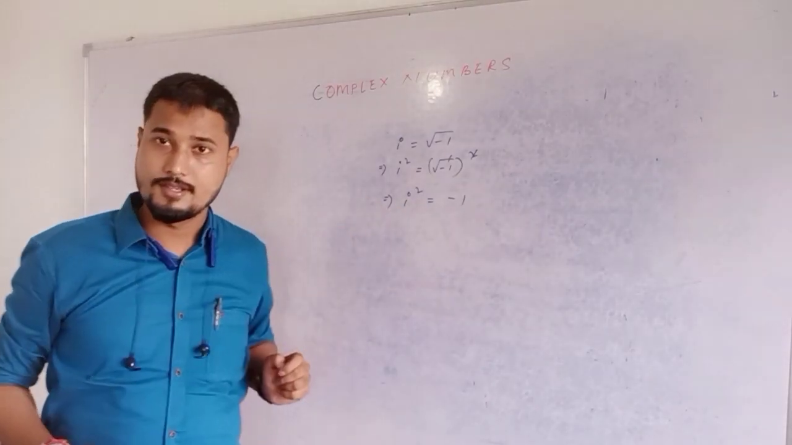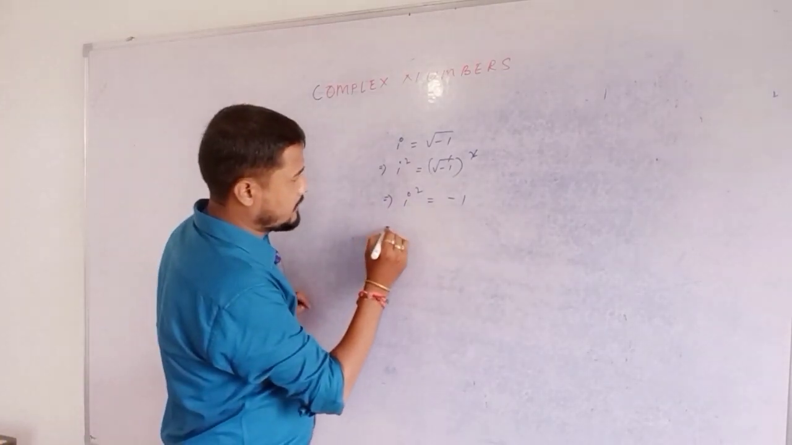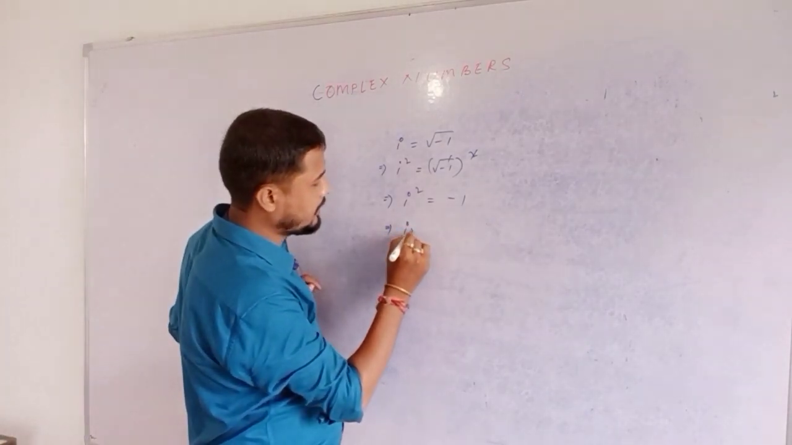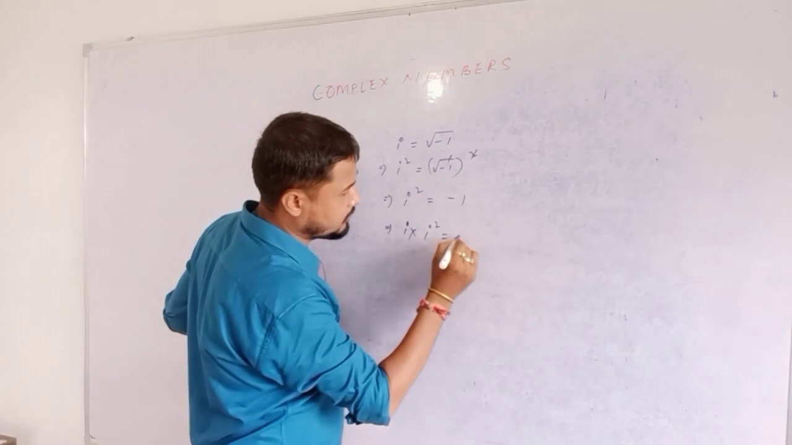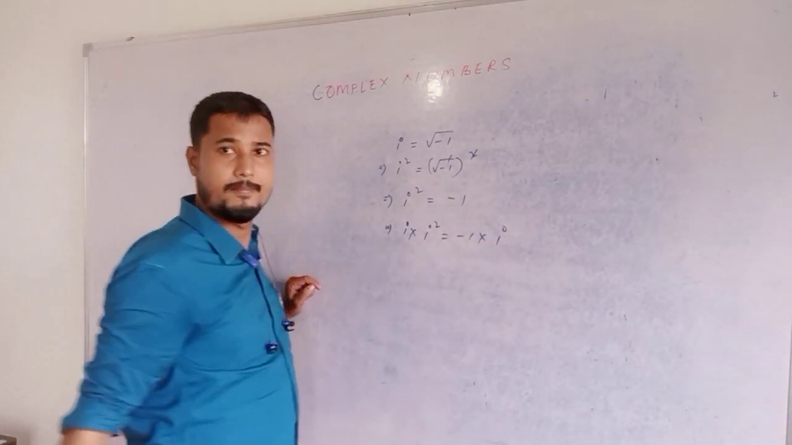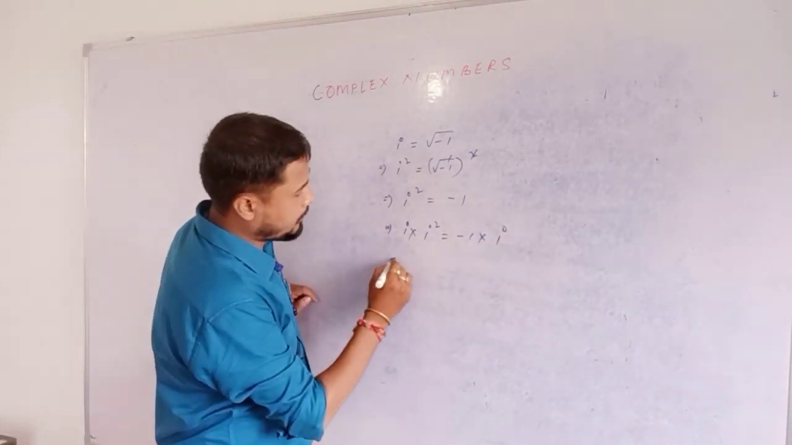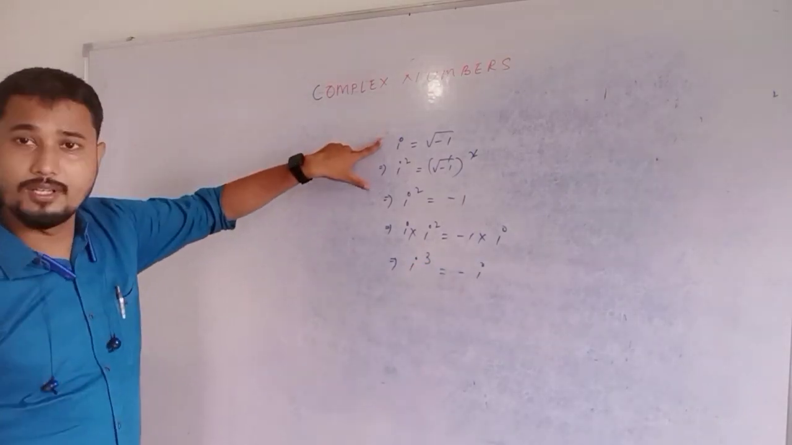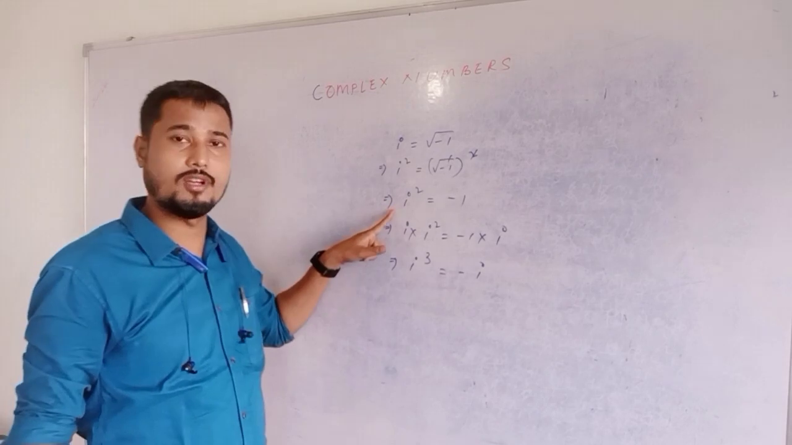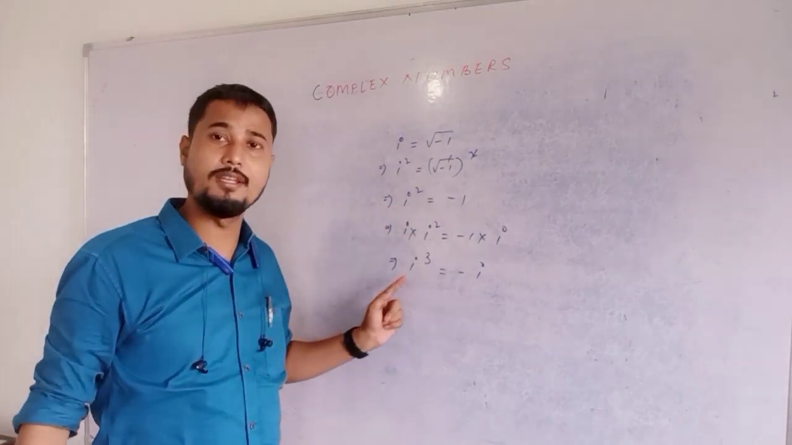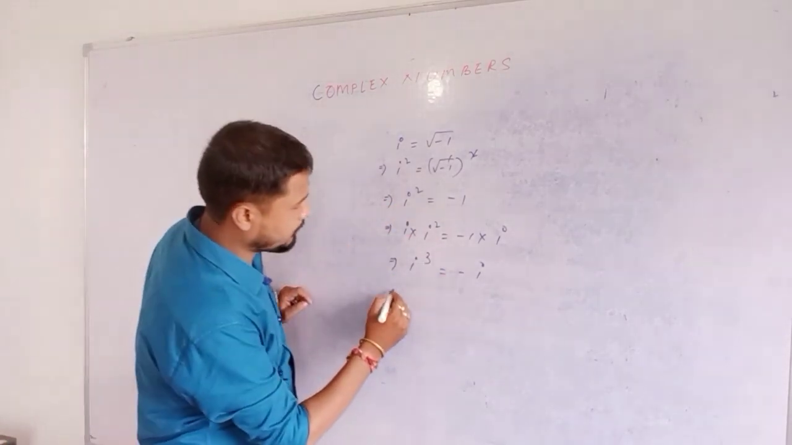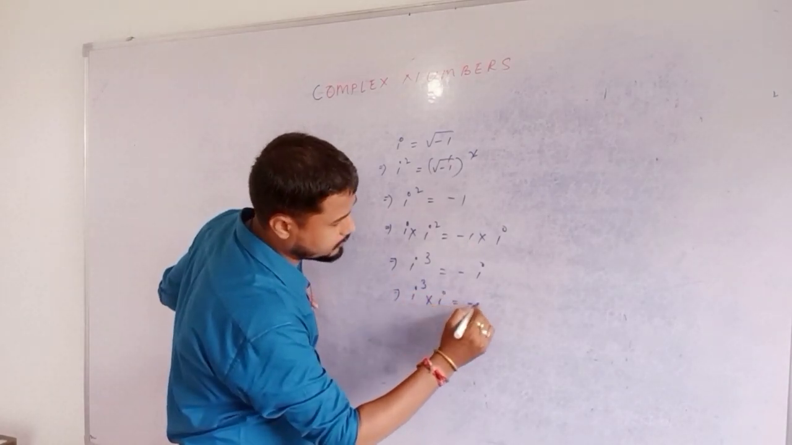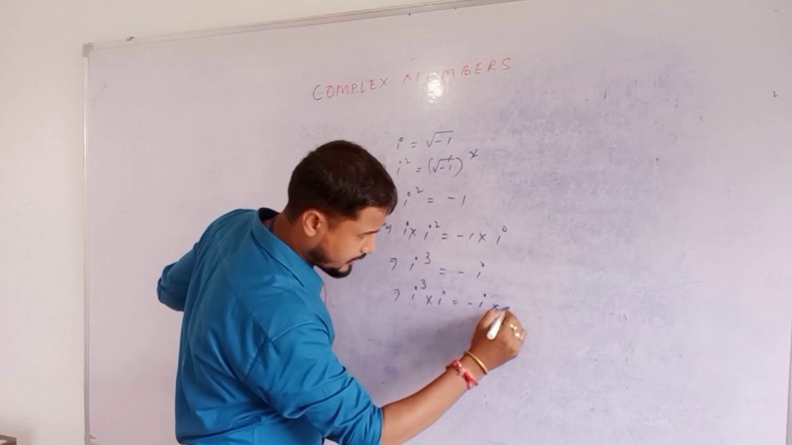If you multiply both sides by i, i square into i gives minus 1 into i. Then we can write i power 3 equal to minus i. So i is root over minus 1, i square is minus 1, i power 3 is minus i. Again, if you multiply by i, i cube into i gives minus i into i.